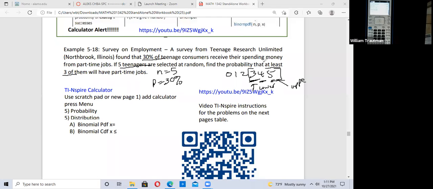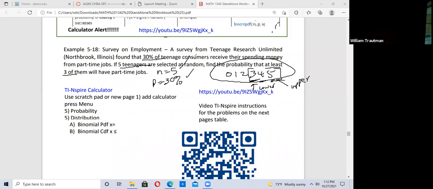So do you see how I write these down? When the N is 5, I write them all down. 0, you can get 0 students that spend money, 1, 2, 3, 4, or 5, since we're talking about 5. And at least 3 means 3 is the least, 3, 4, or 5. So our lower is going to be 3, our upper is going to be 5, N is 5, and P is 30. So I go to my calculator and I go menu, 5, 5, and then B.